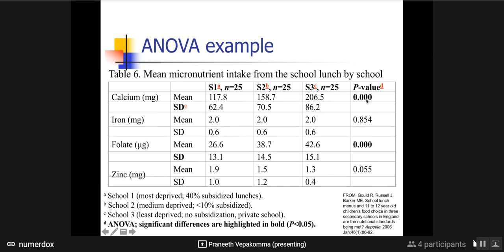It said here it means you reject it, which means they are different. Apparently, some schools are better. Here, you're not able to reject for iron. More similar behavior across schools. Folate, some nutrient you're able to reject. You're saying there is a difference across schools. Zinc, it depends. If your p-value is 0.05, then it is not different. If it is 0.06, then it is different.